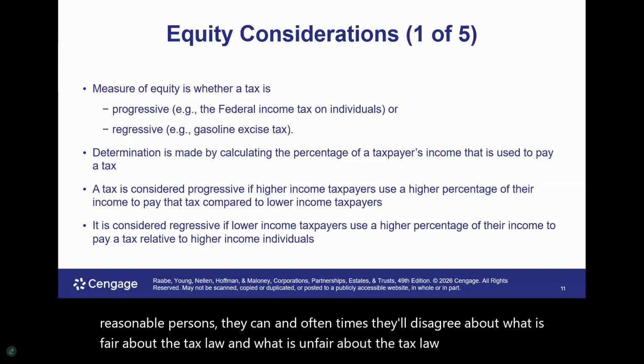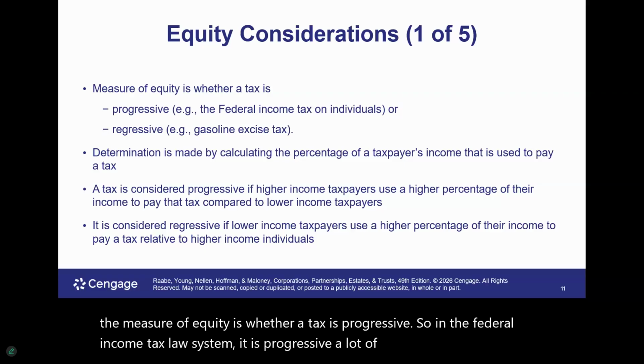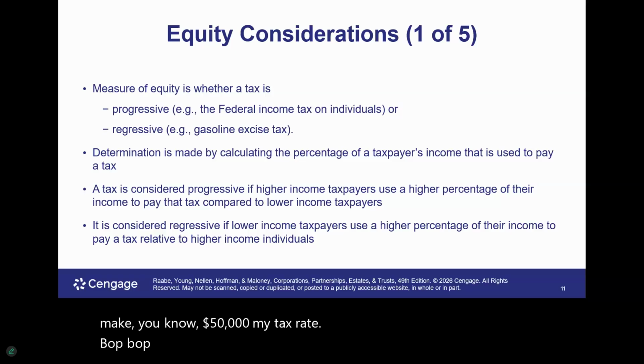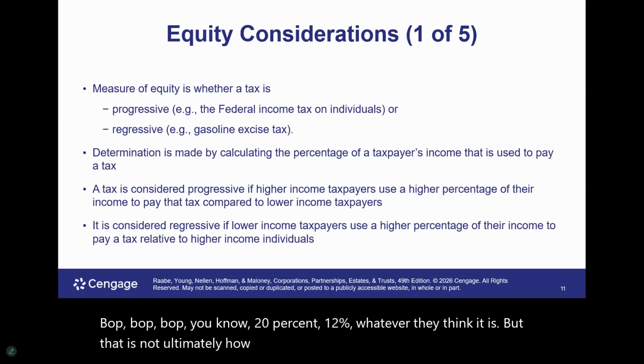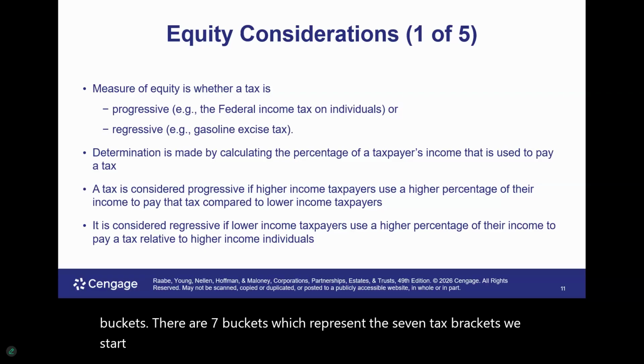So here we see the measure of equity is whether a tax is progressive. In the federal income tax system, it is progressive. A lot of times people say, hey, I make $50,000, my tax rate is 20%, 12%, whatever they think it is. But that is not ultimately how it works. It's progressive, so think of it like buckets. There are 7 buckets, which represent the 7 tax brackets. We start off at 0%, then we go to 10, 12, etc.